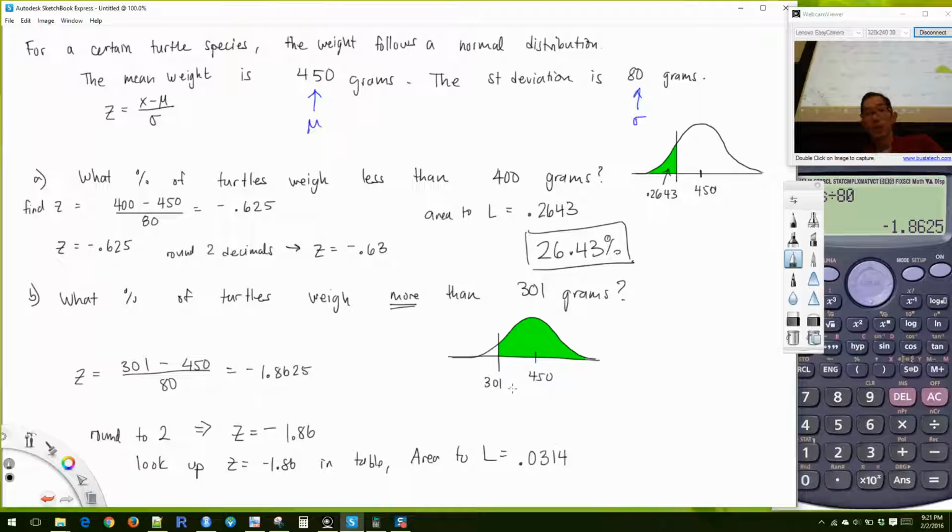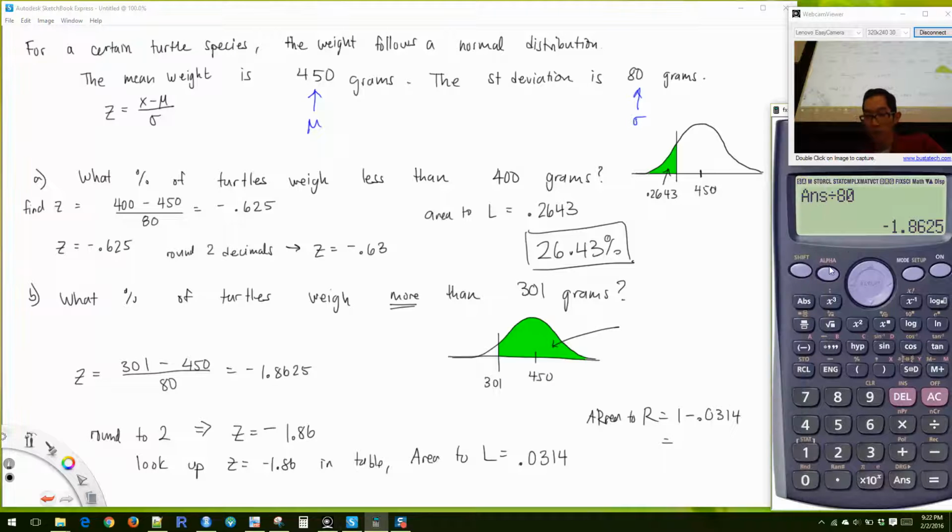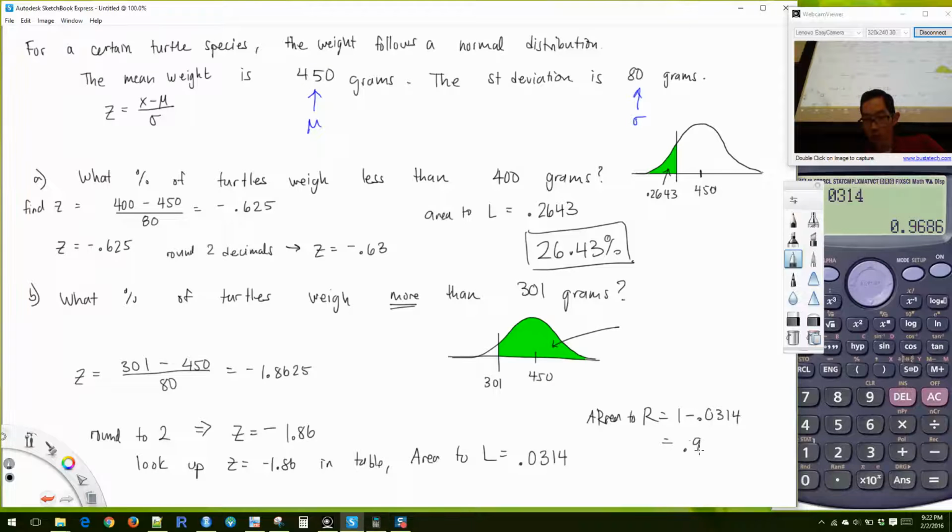Okay? Is that the answer that I want? No, this time I want the area to the right. So I'm going to do what? Area to the right is equal to 1 minus 0.0314. So I do 1 minus 0.0314, and I get 0.9686. Okay, and so my answer here is 96.86%.